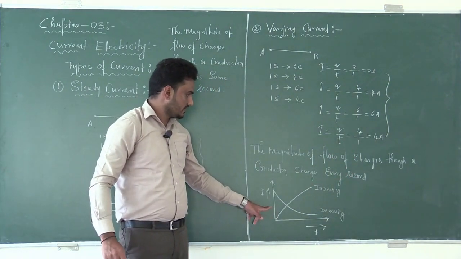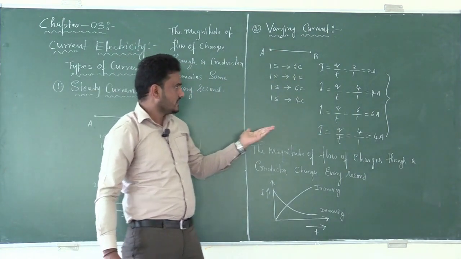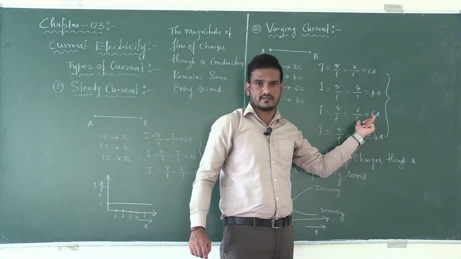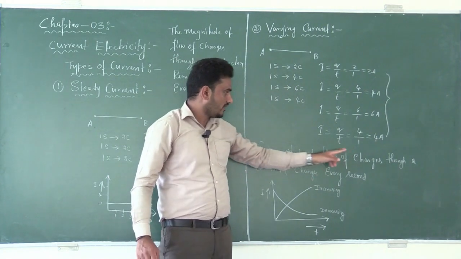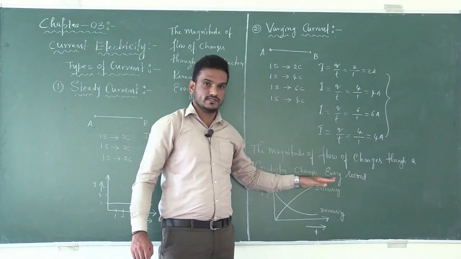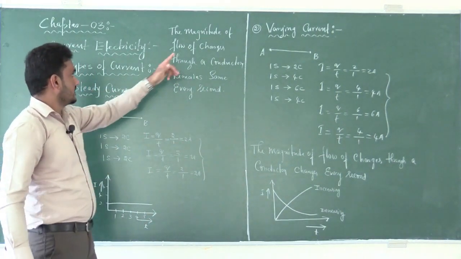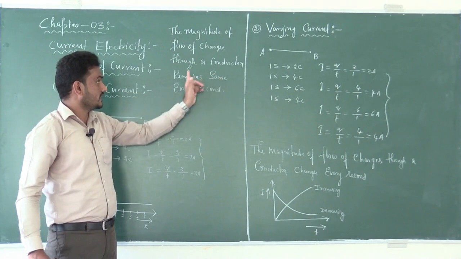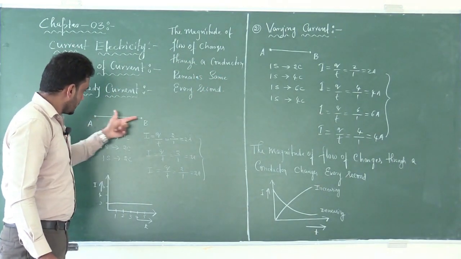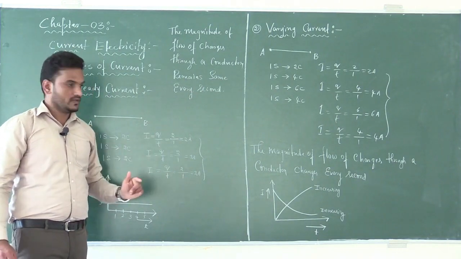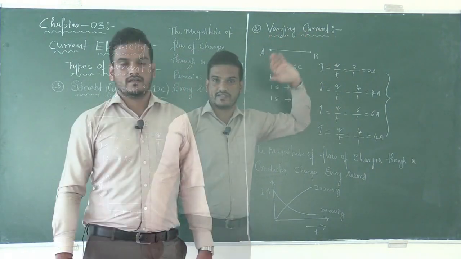Graphical representation for varying current. Varying current means the magnitude of the current varies each second, or the magnitude of flow of charge through a conductor changes every second. Whereas in case of steady current, the magnitude of flow of charge through a conductor remains same every second. As the flow of charge through the metallic conductor remains same, current is also same. So it is said to be steady current, and the other is said to be varying current.